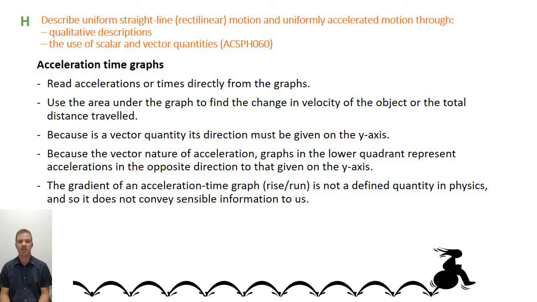So let's have a look at acceleration time graphs. We just read acceleration or times directly from the graph if the questions are requiring that. The area under the graph is to find the change in velocity of the object or the total distance traveled. Now, because acceleration is a vector quantity, it needs a magnitude and direction. So it's given to us on the y-axis.